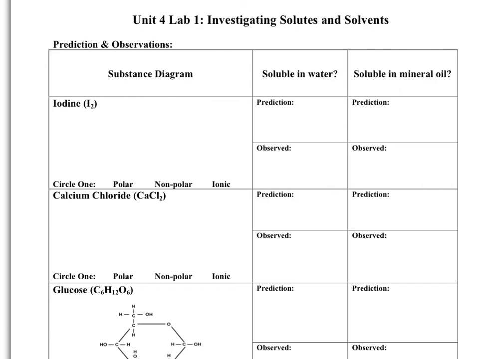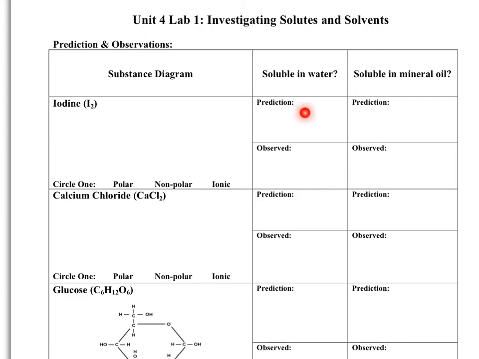In the next class, we'll perform lab number 1. For homework today, I want you to draw the diagrams for the substances in the chart, iodine and calcium chloride. Then figure out what types of bond it has and what type of compound it is, and also what intermolecular force it can have. In the lab, you'll mix these substances with water, which is a polar substance, and mineral oil, which is a nonpolar substance.